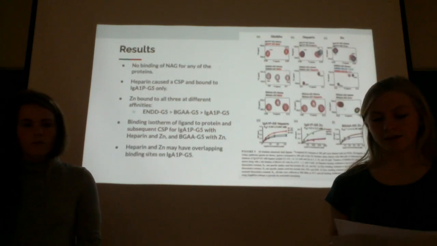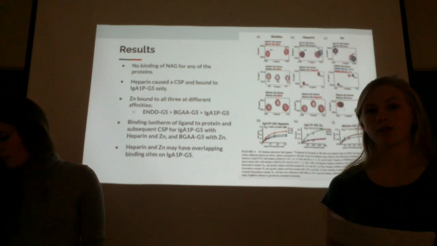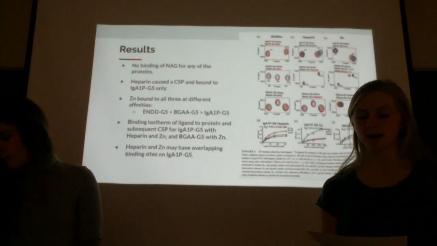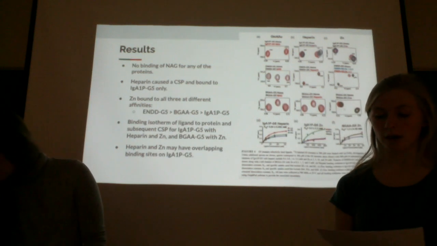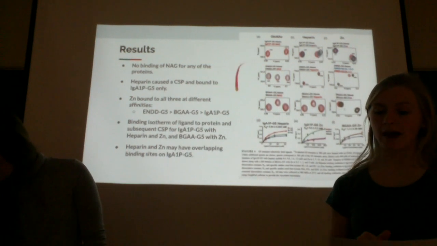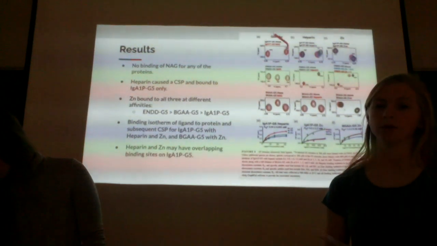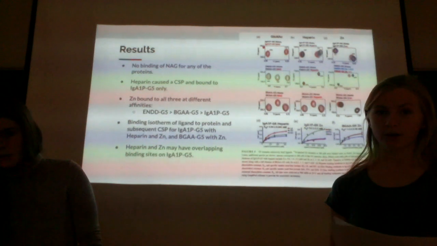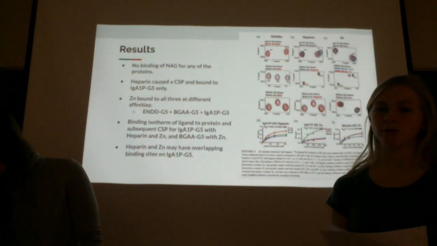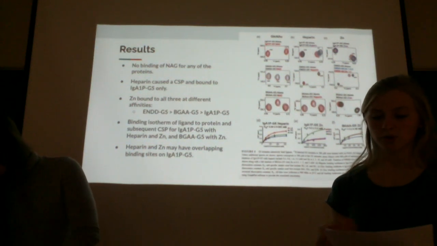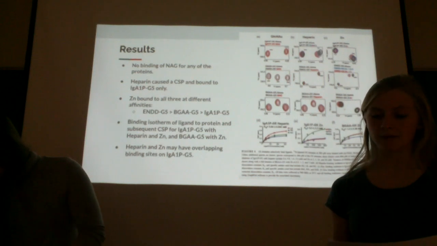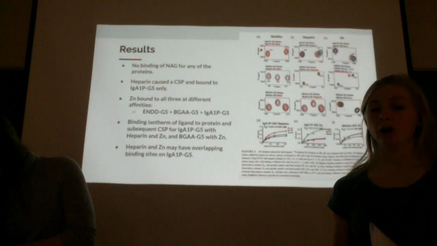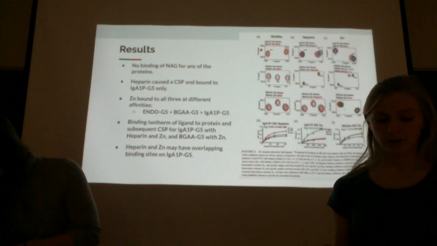Finally, they looked at the ligand binding capabilities of 3 of the G5 domains. They investigated ENDD and BGAA because they did not self-associate, and they also looked at IgA1P again because it only weakly self-associates. There were no CSPs observed in any of the G5 domains when NAG was present, which was a surprise because NAG was the proposed primary target of the G5 domains.